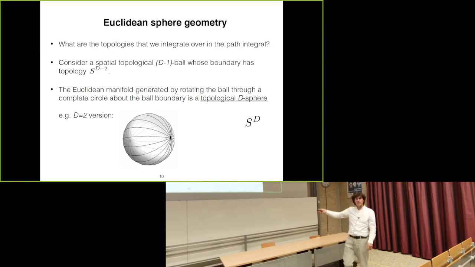And one way to visualize this is in 2 dimensions, so 1+1 space-time dimensions. Then the ball is just a line, and the boundary, the S^0, is 2 points. So if you rotate this line along the Euclidean circle by fixing these 2 points, you get a 2-sphere. And this generalizes to higher dimensions, so then you get a D-sphere.